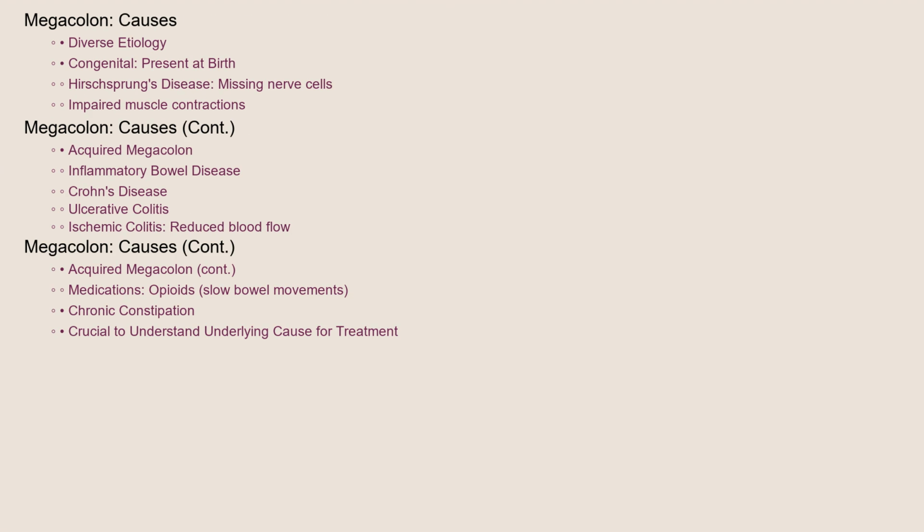The causes of megacolon are diverse. It can be congenital, meaning present at birth, as seen in Hirschsprung's disease where nerve cells are missing in the colon, preventing proper muscle contractions. Acquired megacolon can result from inflammatory bowel diseases like Crohn's disease or ulcerative colitis, ischemic colitis where blood supply to the colon is reduced, or even certain medications, especially those that slow down bowel movements like opioids. Chronic constipation can also contribute to the development of megacolon over time. Understanding the underlying cause is crucial for effective treatment.